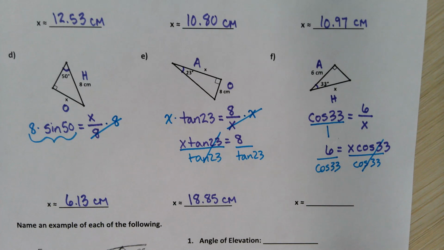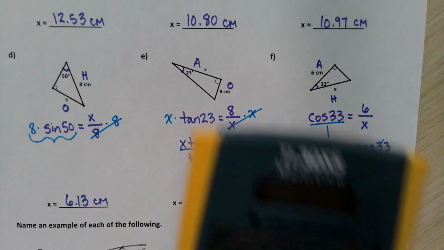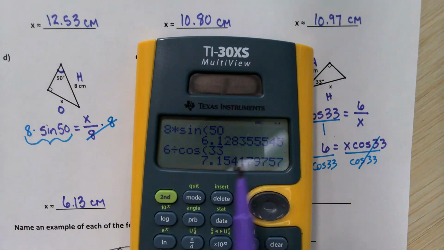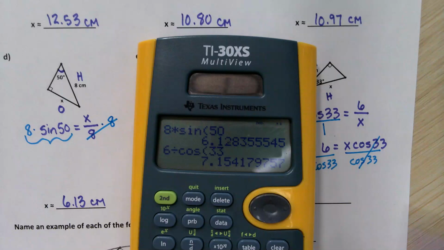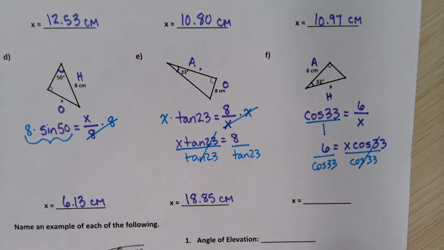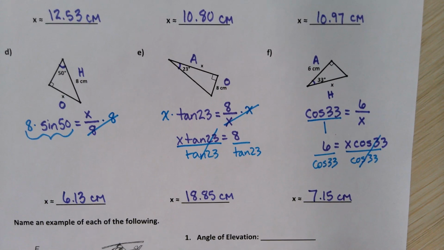So we've got 6 divided by cosine of 33 going into the calculator. We take a look at that third digit. 4 does not require rounding up, so 7.15 centimeters will be my last final answer for that missing side.